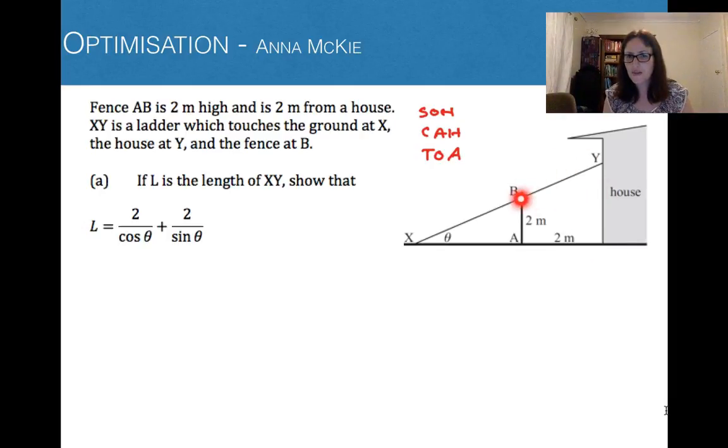Think up here, you could imagine a triangle. So let's draw that in and see if that helps us. Well, that purple line would be 2 meters, so that could be quite useful. But we don't know anything about theta.